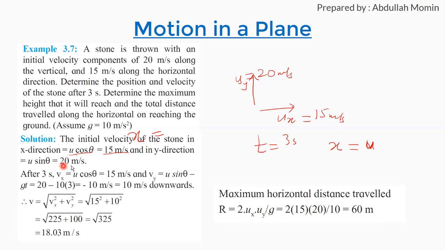And we know the direction, that is tan alpha, is vy upon vx, that is 10 by 15, that is 2 by 3. And when we take alpha, we have tan inverse 2 by 3, that is 33 degrees and 41 minutes with the horizontal.